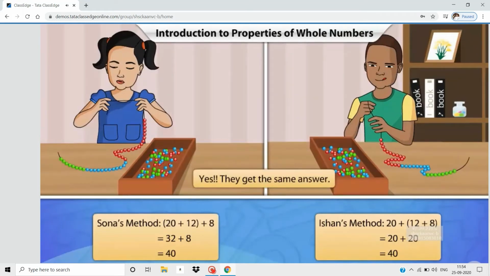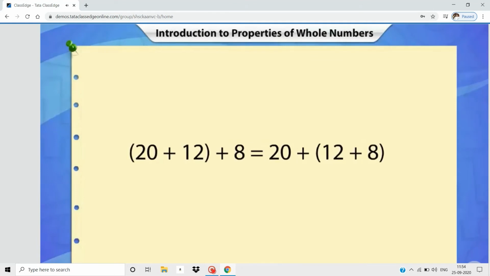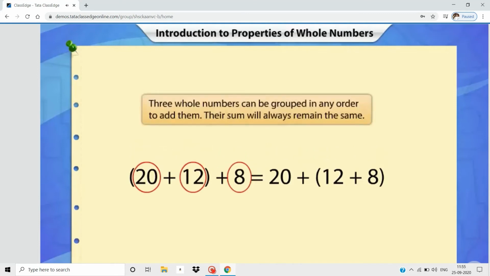Can you draw any conclusion about the addition of 3 whole numbers from this? This shows an interesting property of addition of whole numbers. We can see that 3 whole numbers can be grouped in any order to add them. Their sum will always remain the same.